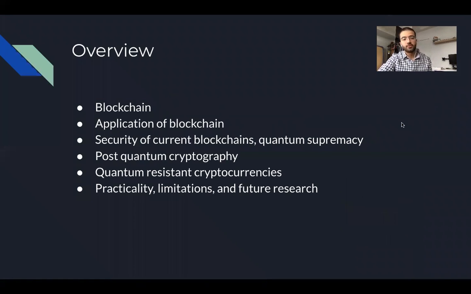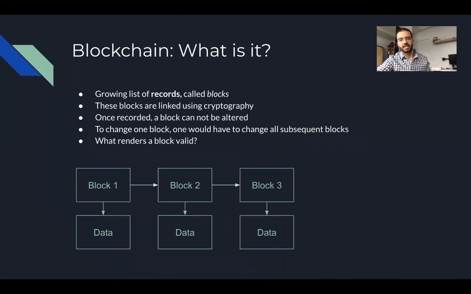So a little overview, we're going to talk about blockchain very quickly, kind of explain what it is, an application of it, obviously Bitcoin and Ethereum. And then we're going to talk about the security of it and what happens after quantum becomes broadly available. And then we're going to talk about the field of cryptography. So how does quantum affect that? And then some limitations and some practicality, how much of it has been done already and all those kinds of stuff.